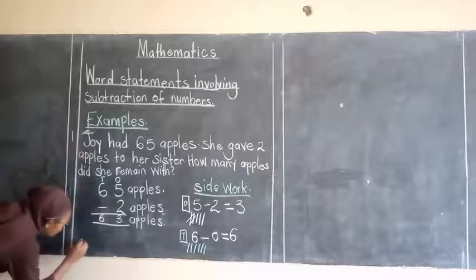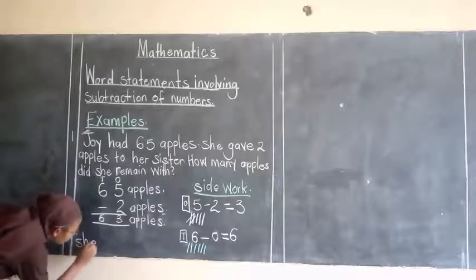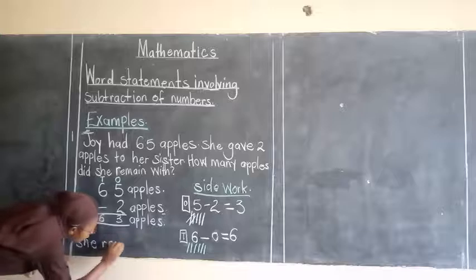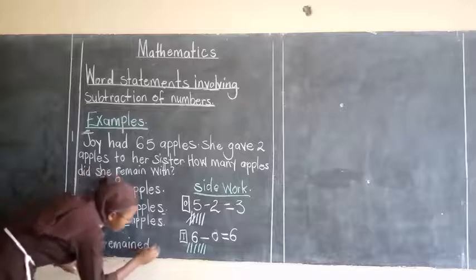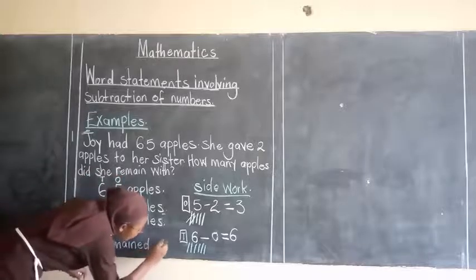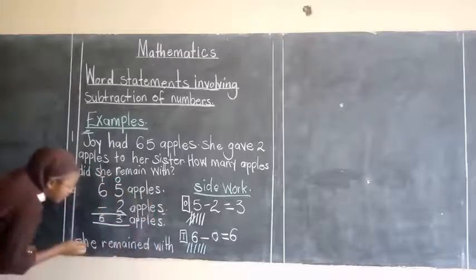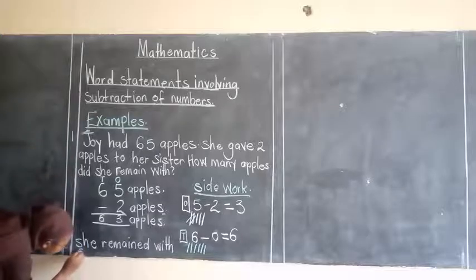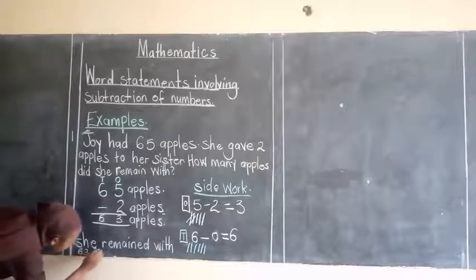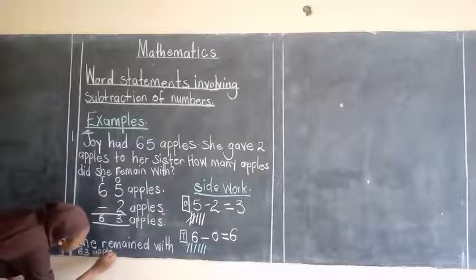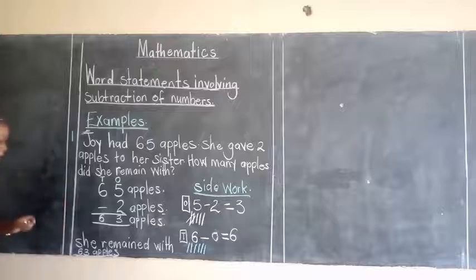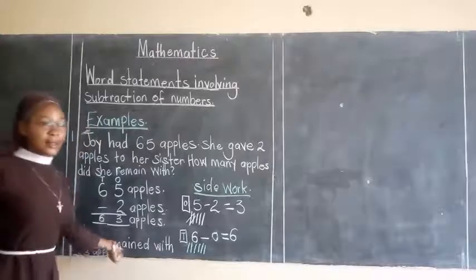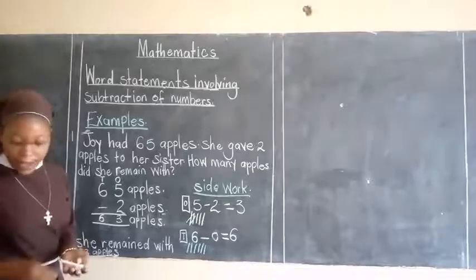So we write, she remained with 63 apples. This is our final statement and we shall underline. After doing this, we have answered the question. Let's have the second example.